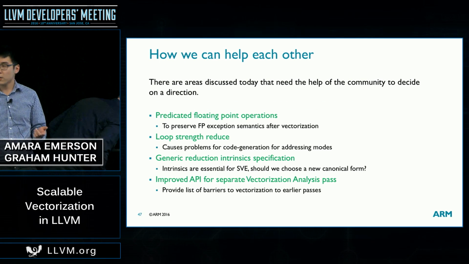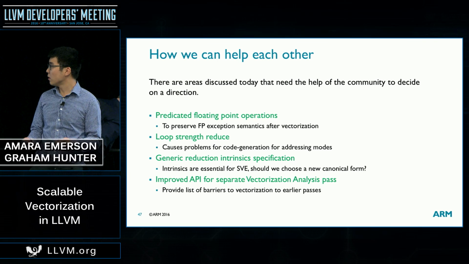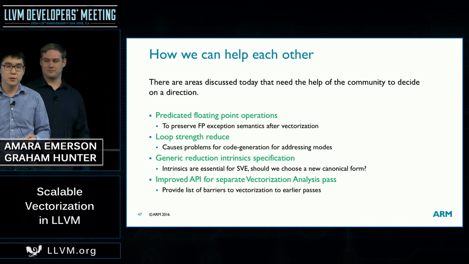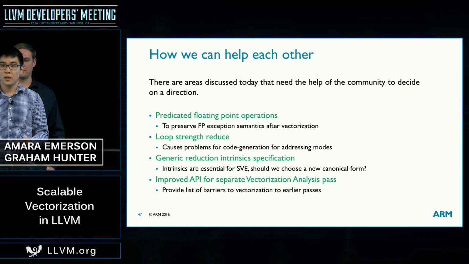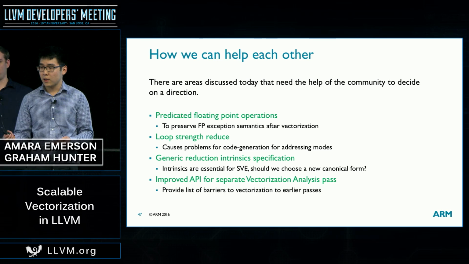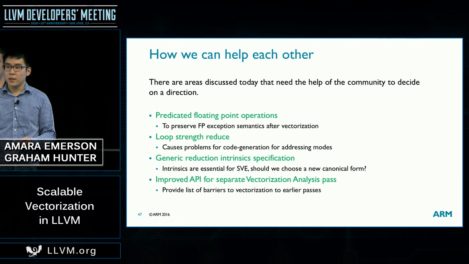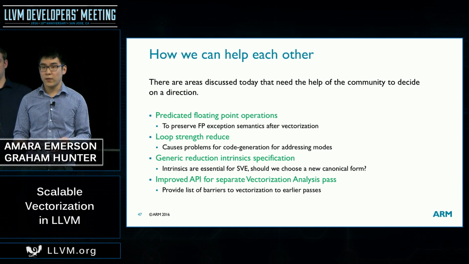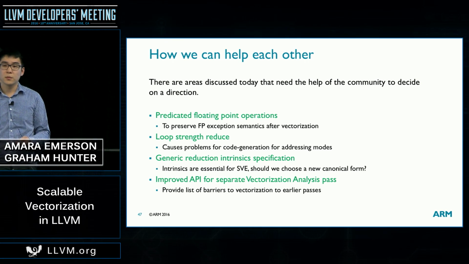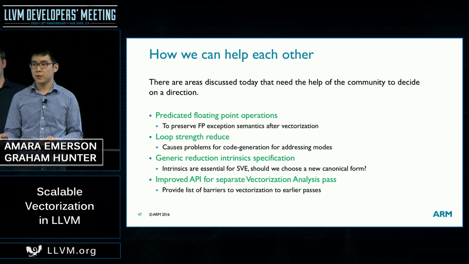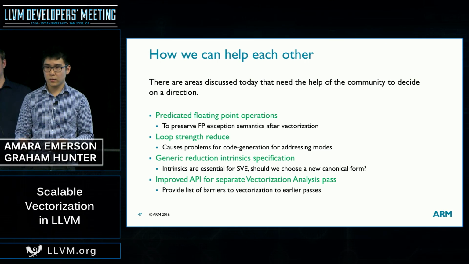So how can we help each other from here on? Well, although we want to upstream, there are also a number of issues that we need the help of the community to begin proceeding forward on. These are things like predicated floating point operations. We think we need these because at the moment, the way the predication works in the loop vectorizer is that we do an entire vector FP divide, for example, and then we do a select afterwards to select the lanes that we want. And this doesn't preserve the exception semantics. So we think we need some kind of predicated FP instruction or intrinsic, or some kind of way to preserve these semantics while also vectorizing with predication.